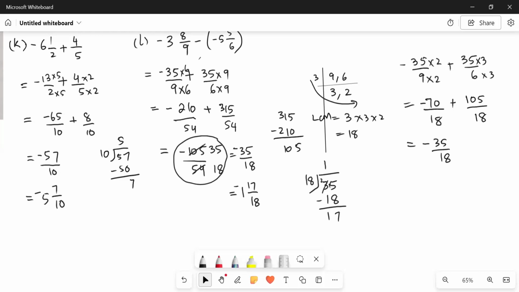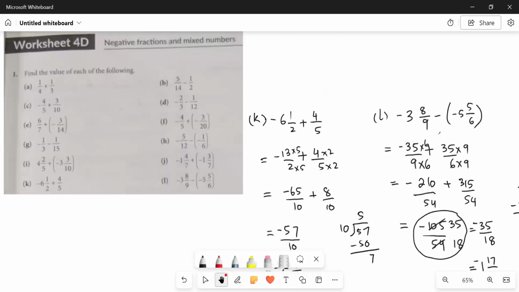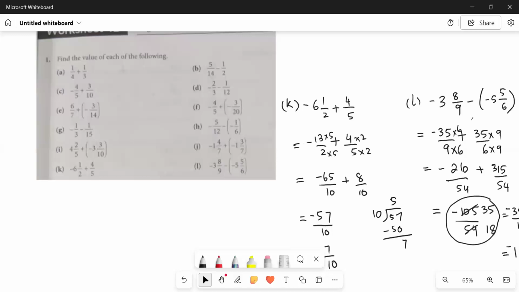Okay. And then the next step is to convert them into a mixed number. It would become minus 1 whole 17 upon 18. And that's it. Here it comes to an end. All the parts have been completed, right?